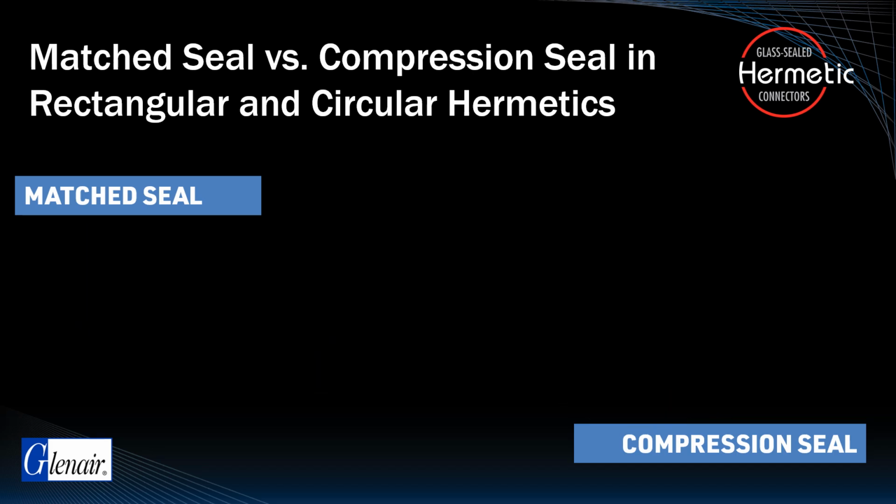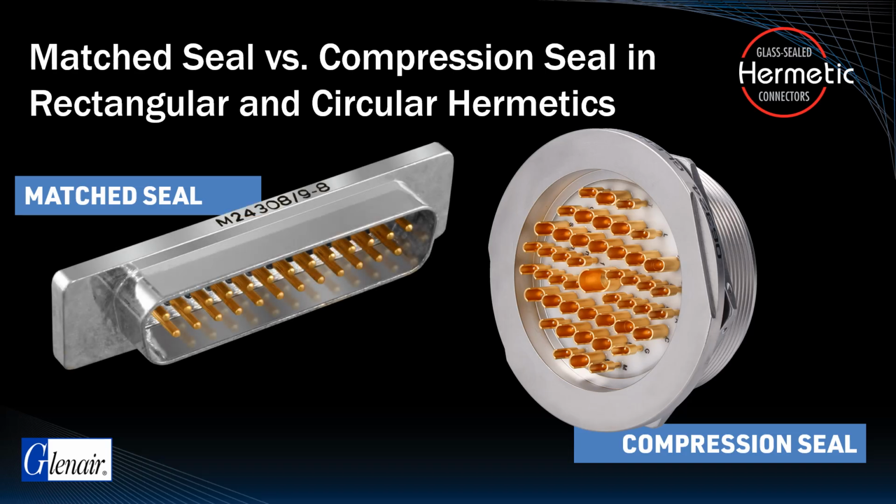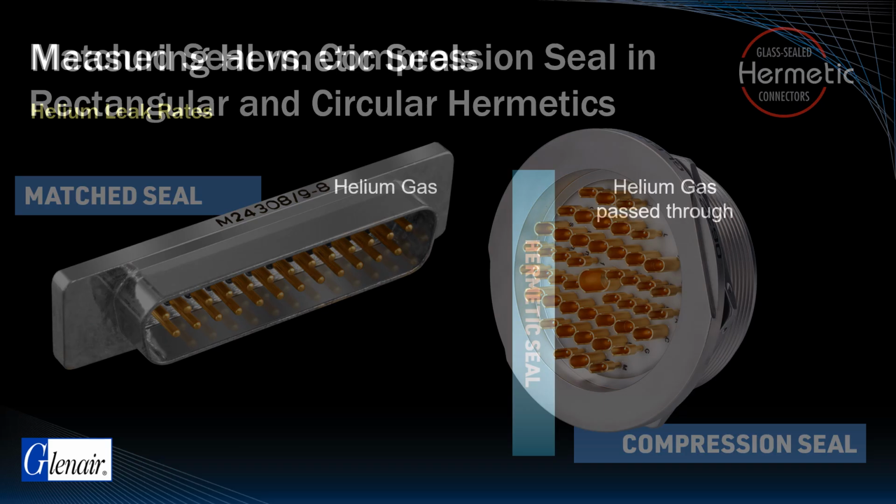Compression seals are considered ideal for circular connectors, while the matched seal technology is more appropriate for rectangular connectors with their oddly shaped form factor. Compression glass seals are generally more stable over longer periods of time, demonstrating robust integrity and structural strength.